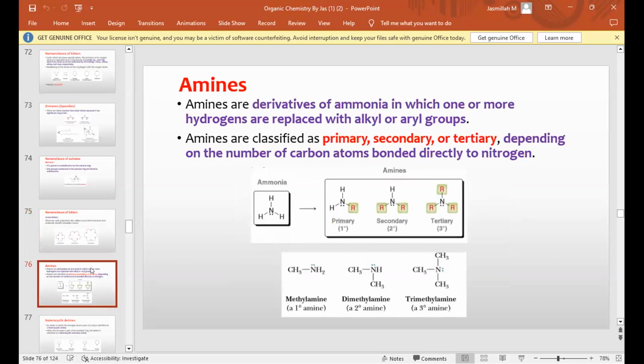Amines. Amines are derivatives of ammonia in which one or more hydrogens are replaced by alkyl or aryl groups. The amines are classified as primary, secondary, and tertiary, depending on the number of alkyl groups that are bonded to that nitrogen. If it's just 1, it becomes primary. If it's 2, secondary, and 3, tertiary.